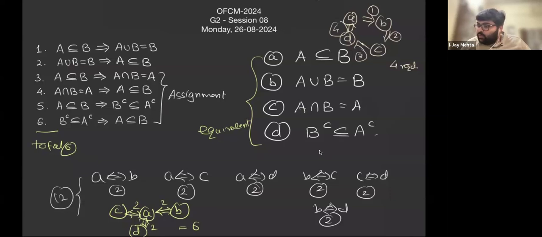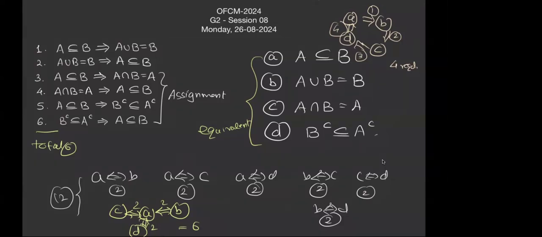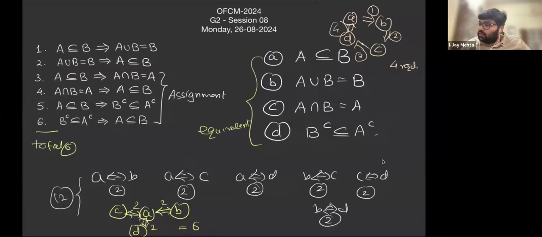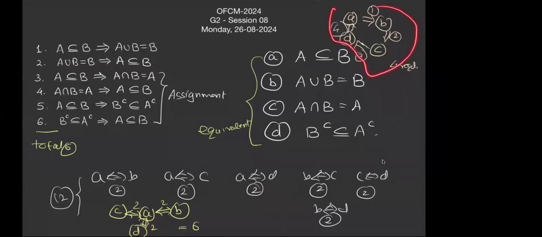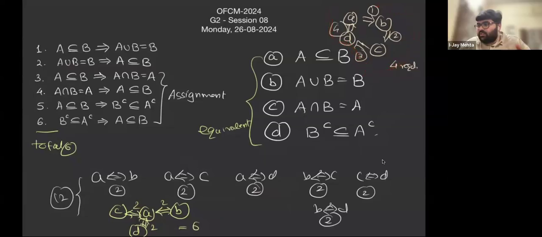So if I want to show that B implies D, how will I show that? Sumit, how will you show B implies D? We have shown this 4 then. By transitivity property. No. Just tell which statements you will use. Why are you complicating things?